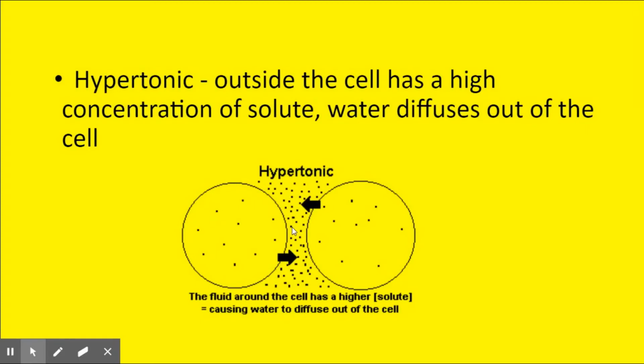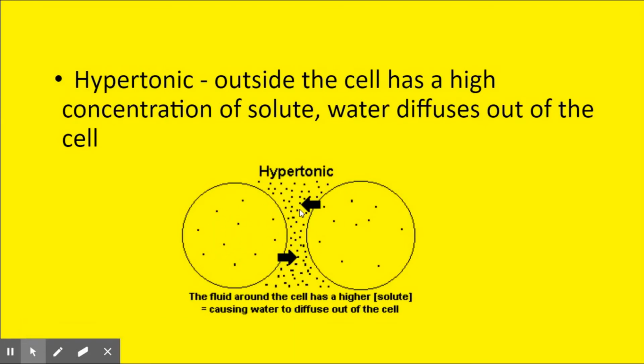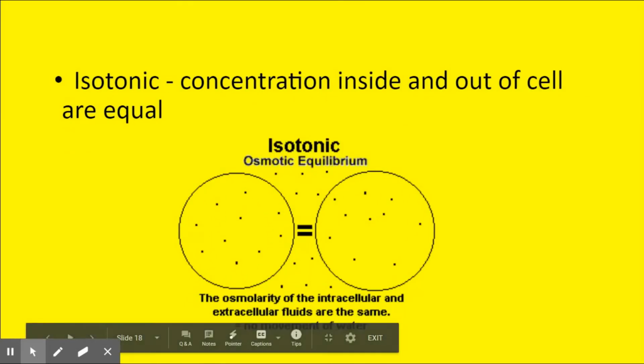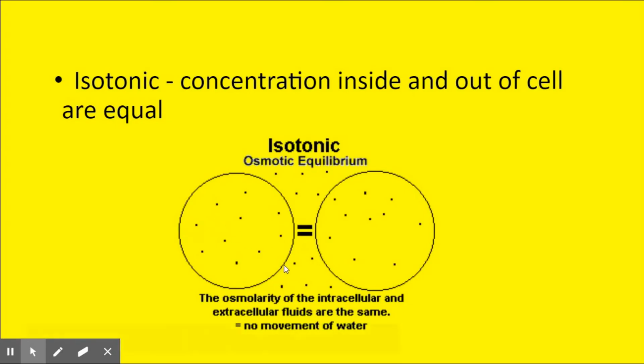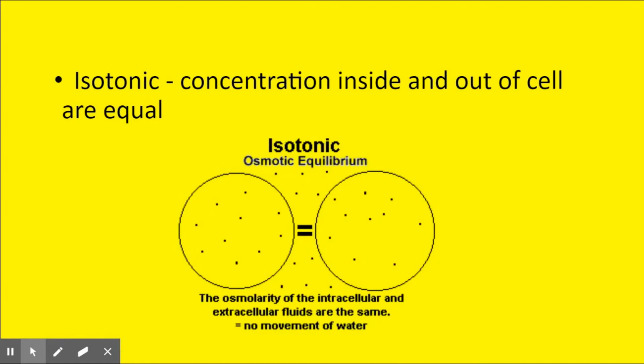Hypertonic, we see there's lots of particles outside. It's very concentrated outside, not so much inside. So the water inside the cell is going to try to go out and then end up causing the cell to shrivel. Isotonic, we've got the same amount of concentration on both sides, so the water can flow equally.